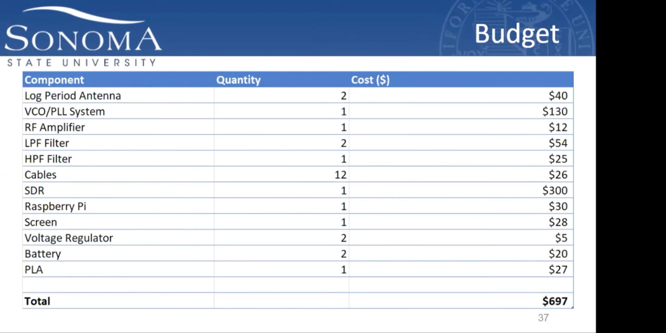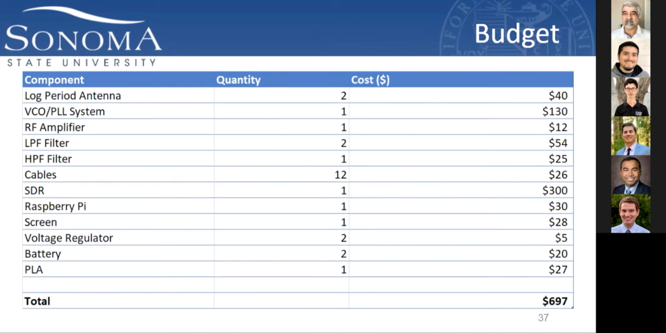Finally, for our budget requirement, we took a list of all the devices and components that we used to create one product, and we found that we came out to $697, which comes under our $750 budget.